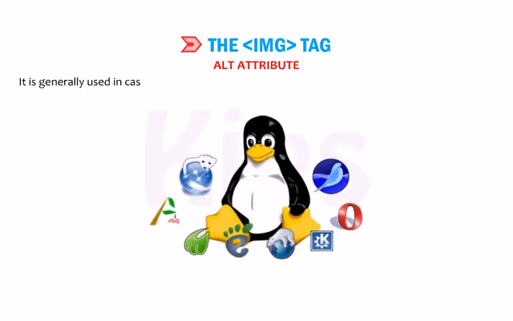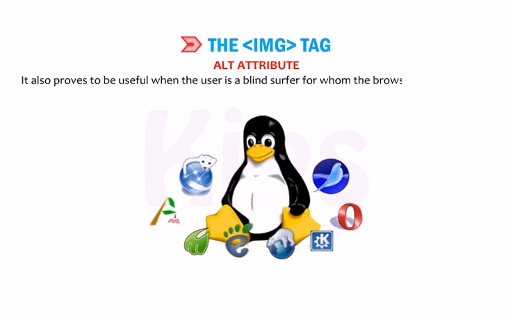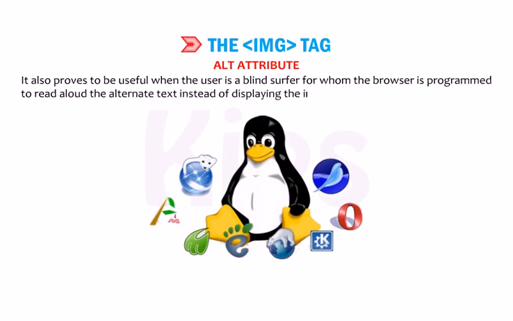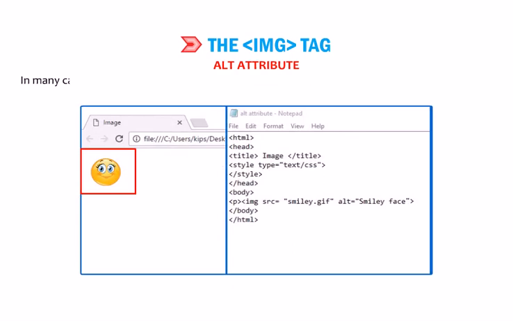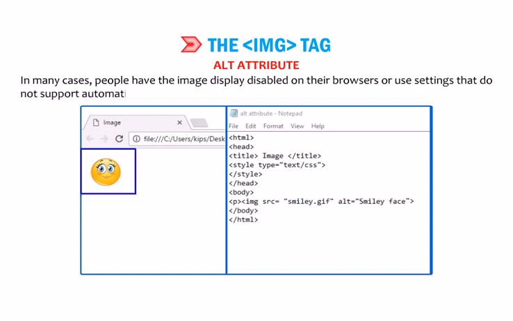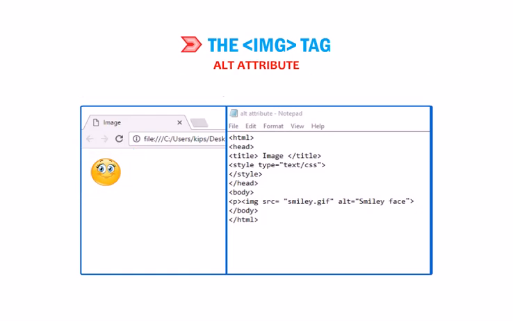It is generally used in case the user is having a text-based browser on his computer, such as Linux. It also proves to be useful when the user is a blind surfer for whom the browser is programmed to read aloud the alternate text instead of displaying the image. In many cases, people have the image display disabled on their browsers or use settings that do not support automatic loading of images. In such cases as well, the alt attribute is used.